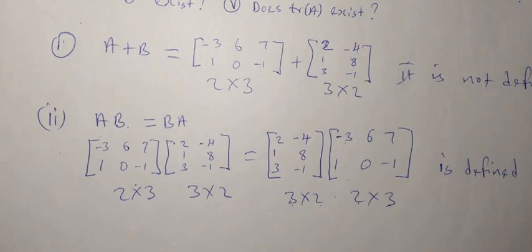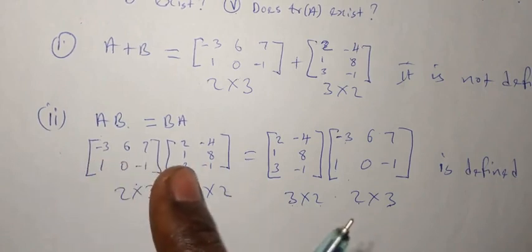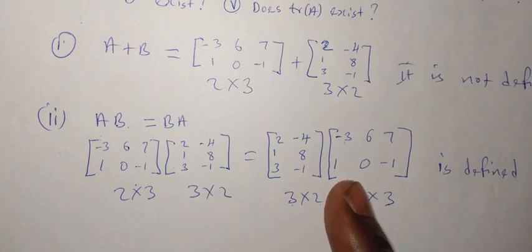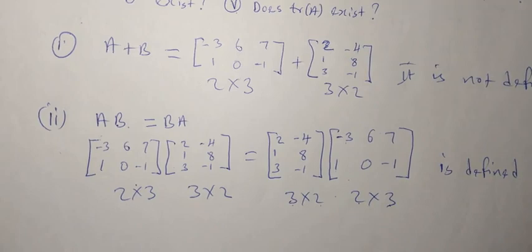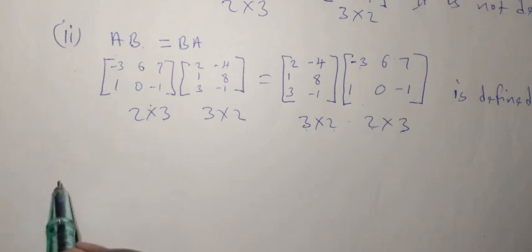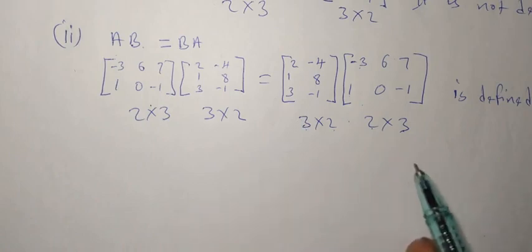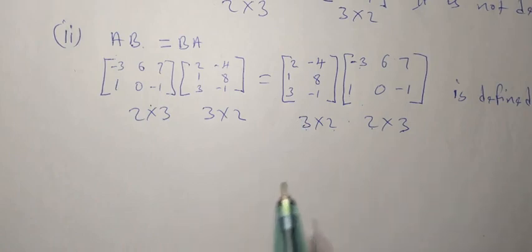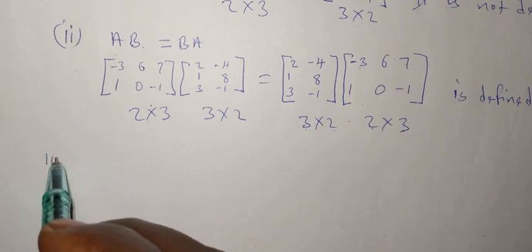Remember, the question said that we should state without proof. So there's no need for us to multiply the left and the right hand side. You can actually go further and multiply them to see whether it's okay. So let's see the third question.